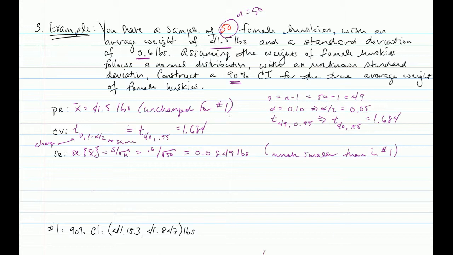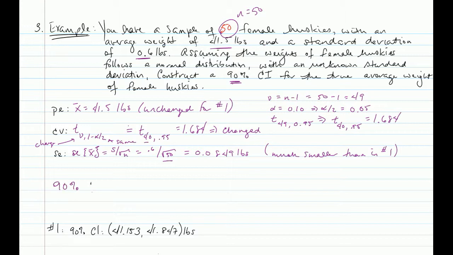So now we have our point estimate, which is unchanged, our critical value, which is changed. This is smaller. And we have our standard error, which is also changed from problem 1, which we've noted, which is a lot smaller than problem 1. Those changes are again due to that larger sample size. N has gone from 10 to 5 times as big, up to 50.